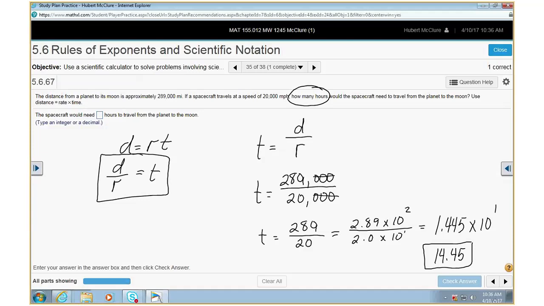Is that about right? Depends on what moon you're moving on, where you're going. Oh, it says a planet, so that leaves out Earth. Okay, so could be Earth. All right, that's a good test question.